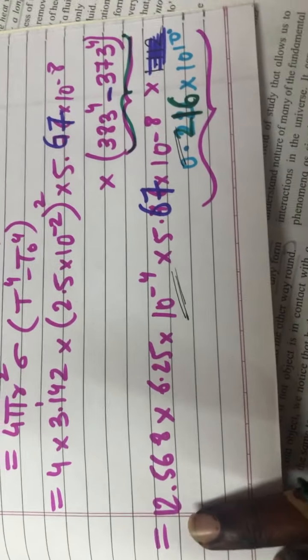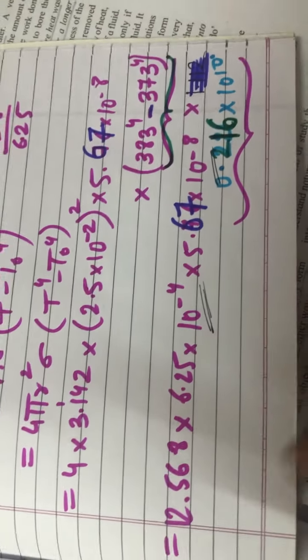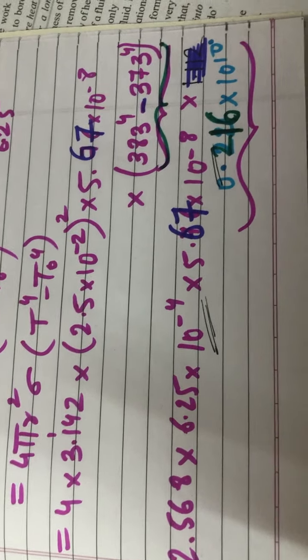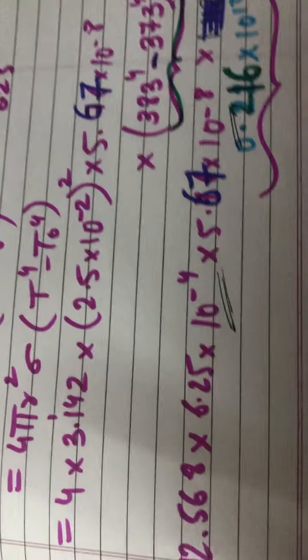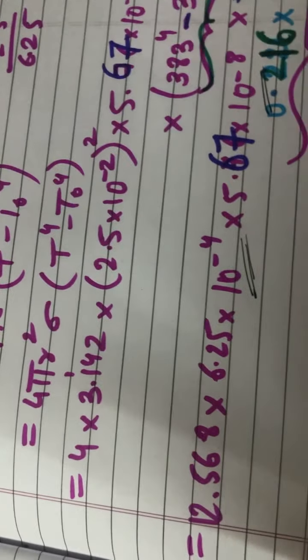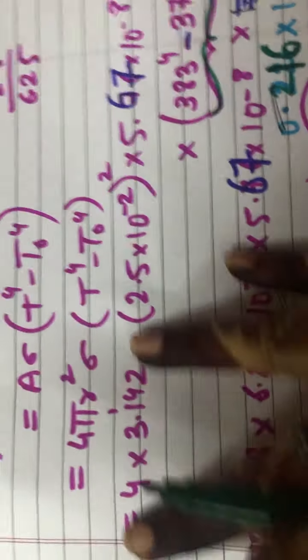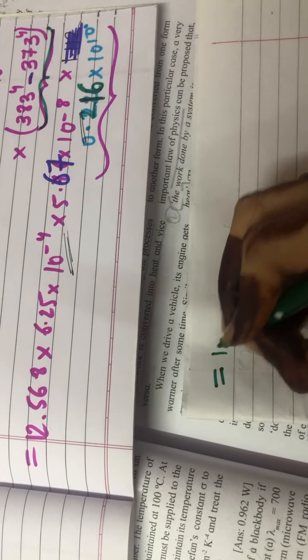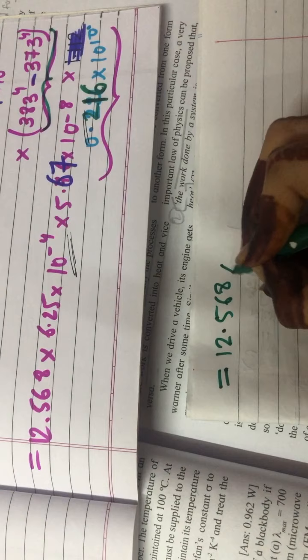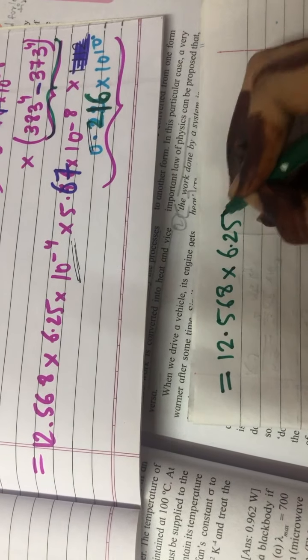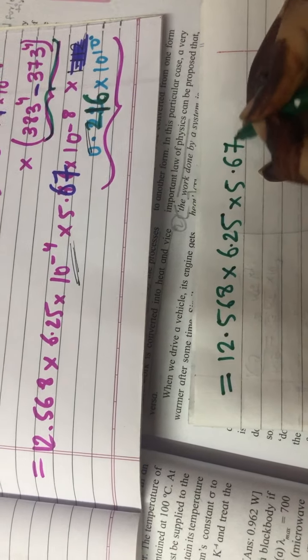Now the whole sum is still remaining. It contains a lot of calculation. Now we'll be solving the remaining part, that is 12.568 into 6.25 into 5.67.